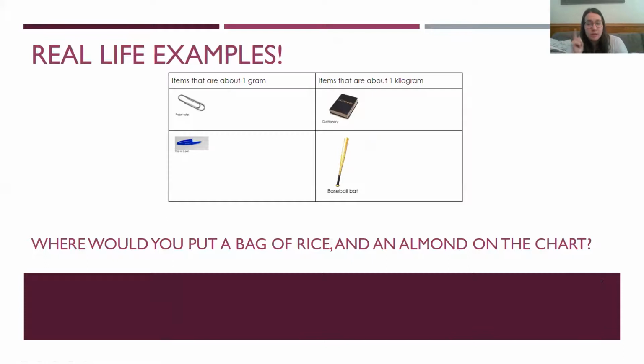So now I'm going to ask you a question to see if you can figure out where these things would go. So I also have an almond. Okay, the nut, just 1 almond. Do you think that that would go in the category that's about 1 gram, or do you think it would be about 1 kilogram? So I'm going to give you just a second to think about that. Where would you put an almond in the chart? Just 1 little almond. See, he's covering up my face now, close to the camera.